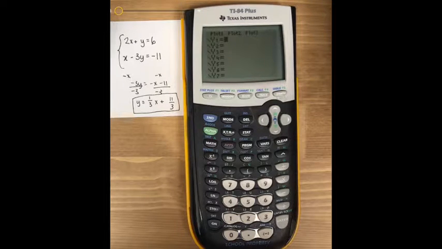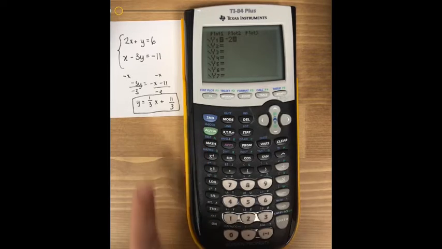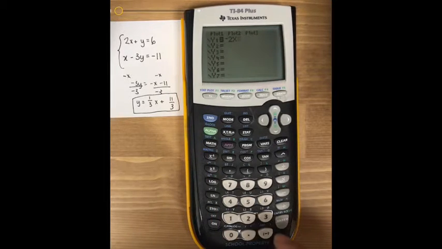When I move 2x to the other side in that first equation, I'm going to have a negative 2x plus 6. So I'm going to go ahead and put that in the calculator for my first line.